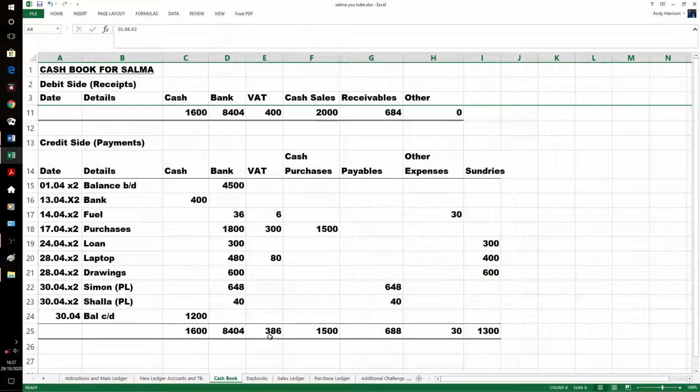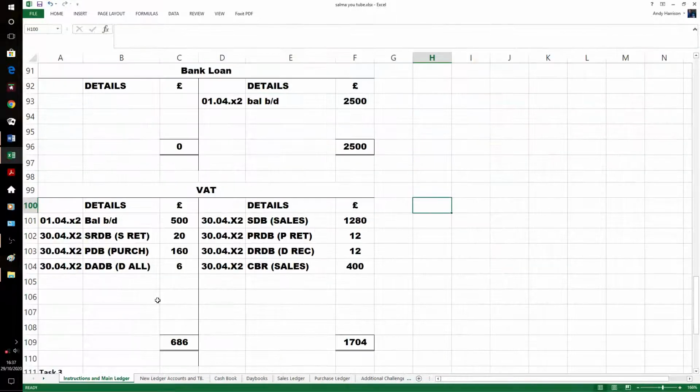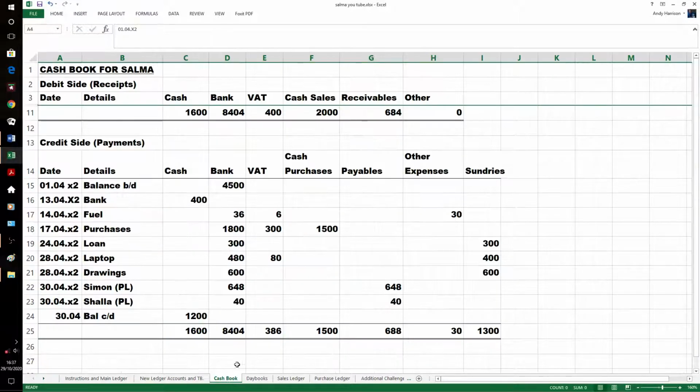So, doesn't matter which one we do first, we will debit VAT with 386. Because it's mixed items, cash book payments we'll have to do. 386. Debit purchases 1,500.